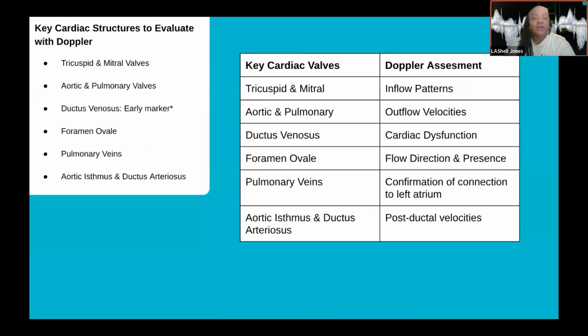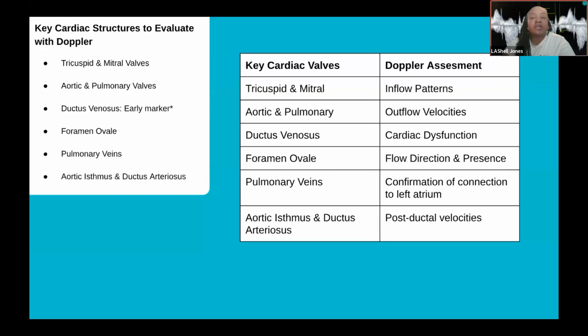All right, now what are the key cardiac structures that we're evaluating during our fetal echo? I list all of the key cardiac valves, and then what are we assessing with Doppler? So once again, with tricuspid and mitral, we're assessing those inflow patterns. With aortic and pulmonary valves, we're assessing the outflow velocities.